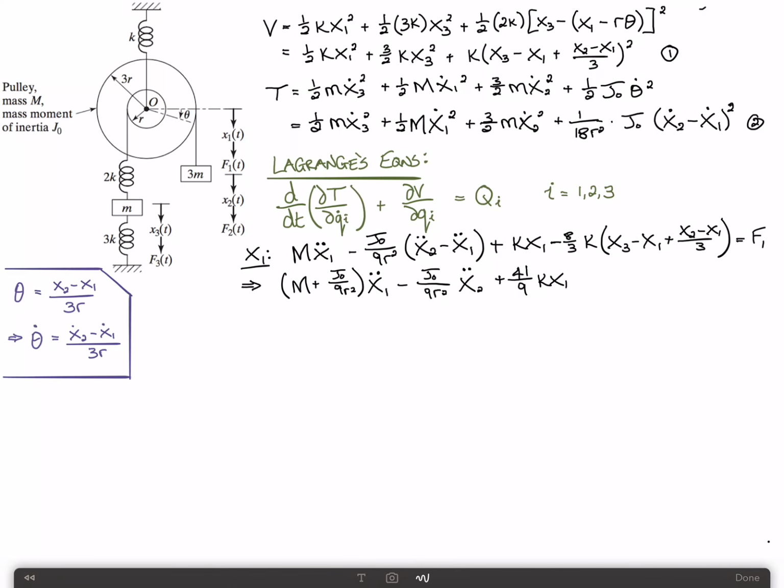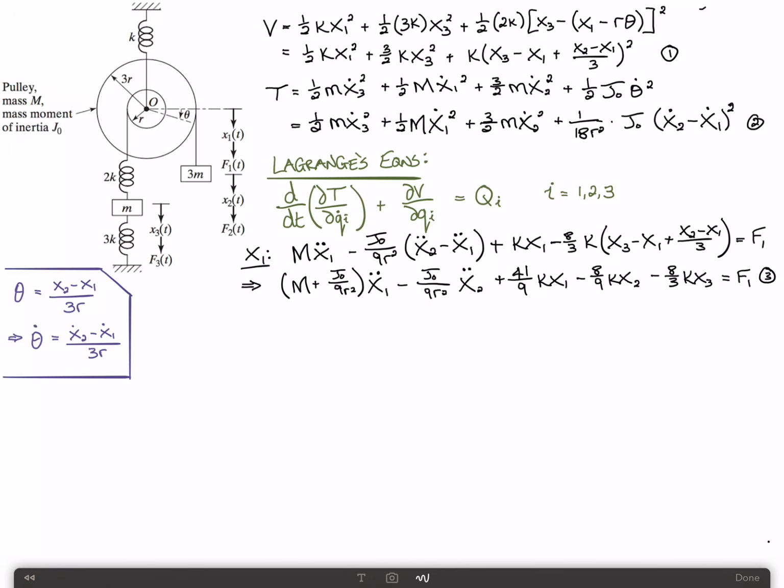k x1 minus k x2 is minus 8 over 3 times 1/3, which is minus 8 over 9 k x2, I should say, not 3. And then minus k x3 is minus 8 over 3, just minus 8 over 3, k x3, is equal to F1. And that is your first equation of motion. We'll number that number 3.